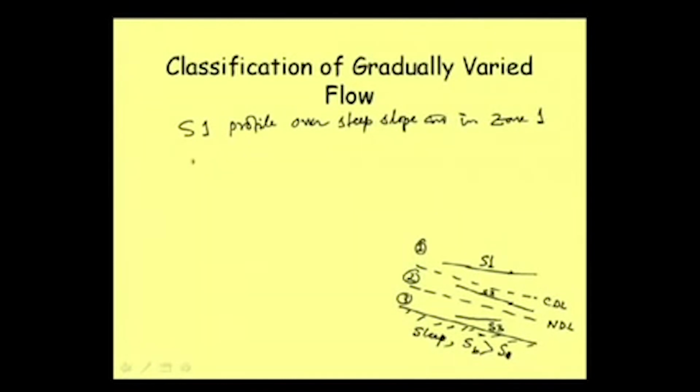So, S2 is a profile over steep slope again and in zone 2. Well, then what is S3? That is a profile over steep slope and in zone 3. So, that way we can classify the gradually varied flow profile occurring over steep slope again into 3 parts, that is S1, S2 and S3.